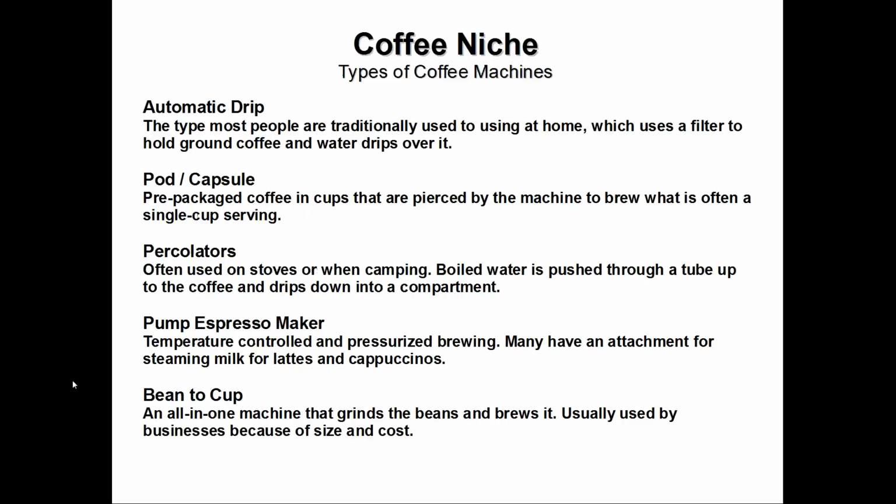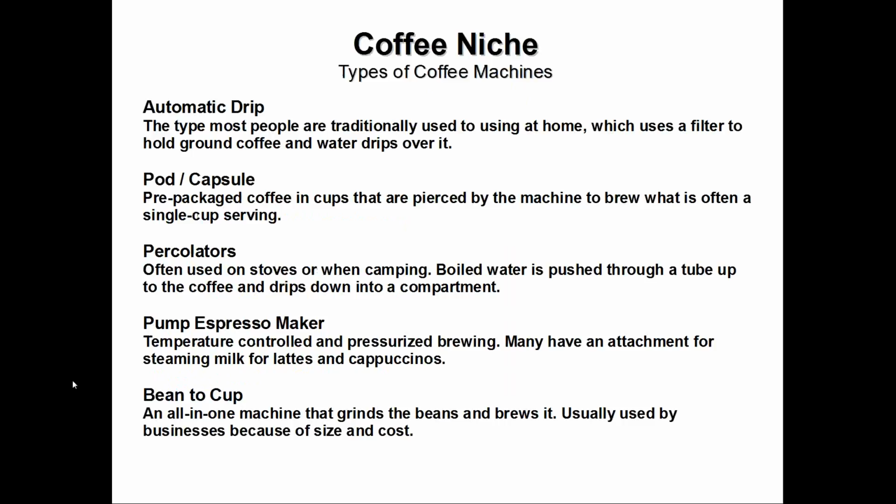So you have the automatic drip coffee machine. These are probably your most common kind, at least up until the whole K-cup craze came along. It's the standard type of coffee maker. When you think of a coffee maker and picture one in your head, you're probably thinking of an automatic drip maker. You have a filter that holds the coffee, hot water drips over it, and it drips down below, often into the carafe directly.